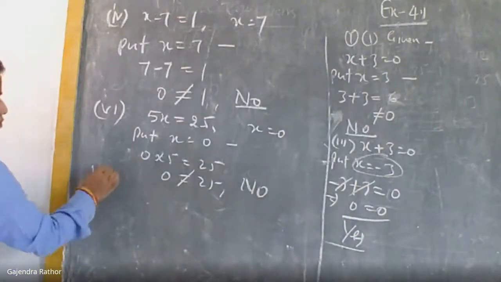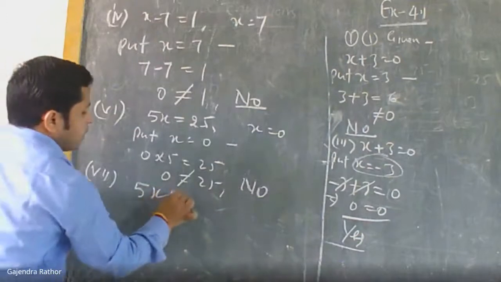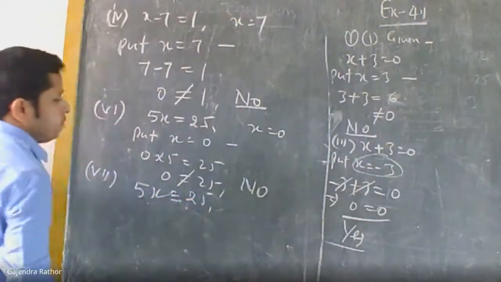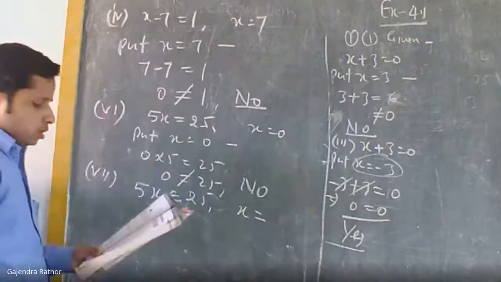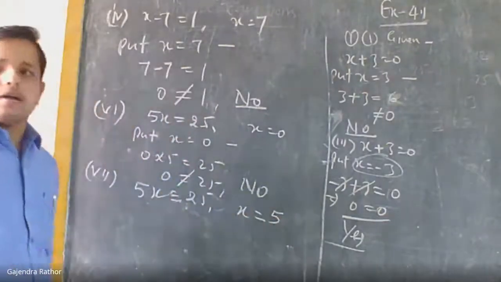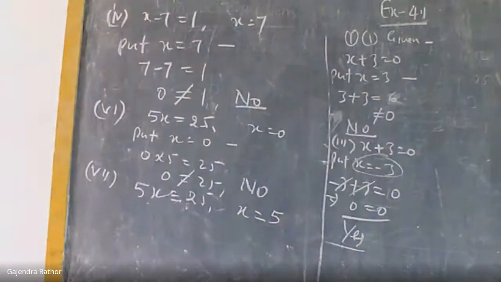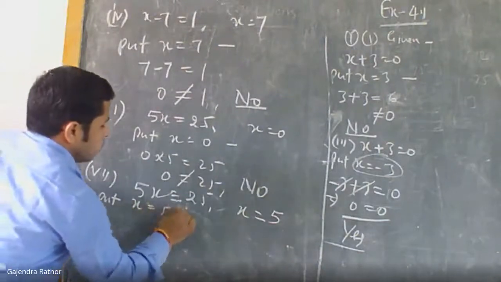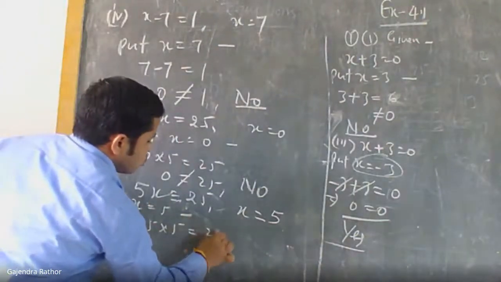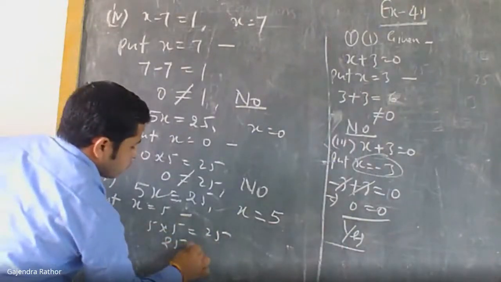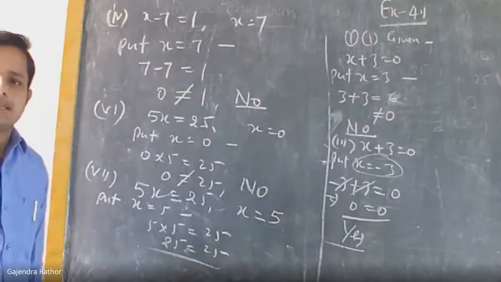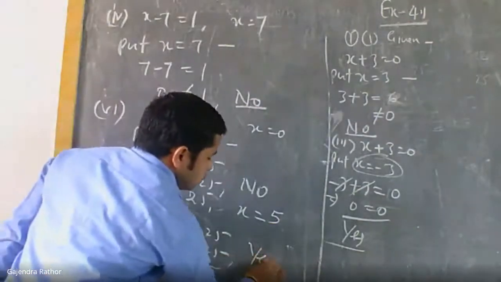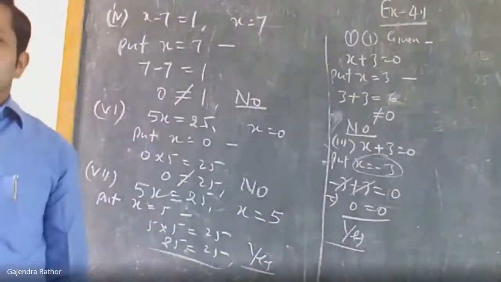Next, 7th point. Again, the same equation, 5x is equal to 25. Now the new value is 5. So now let's check whether 5 is the correct answer or not. Yeah, most students replied. It means this is yes. Let's check. Put x is equal to 5. 5 into 5 is equal to 25. 5 times 5 is 25. So both values are the same. It means the answer is correct for this equation.